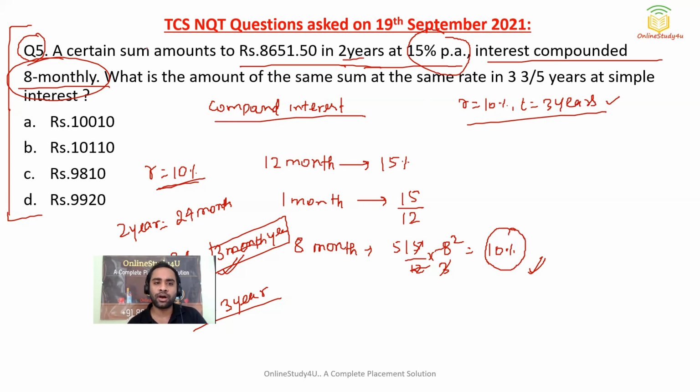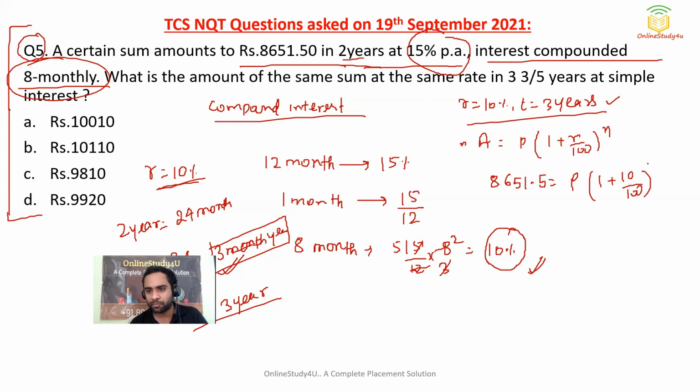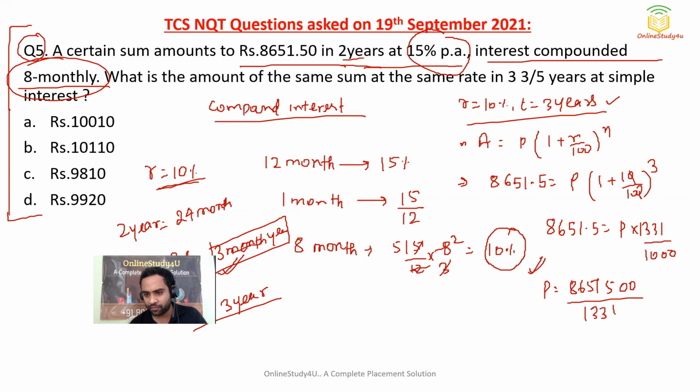Then, a certain sum amounts to this. Amount equals principal into 1 plus r by 100 to the power n. Amount is 8651.5, so 8651.5 equals P into 1 plus 10 by 100 to the power 3, where n equals 3. The 10s cancel, giving 11 by 10, so 11 cubed is 1331 divided by 1000. So what will be P? 86515, and here 2 more zeros will go, divided by 1331.